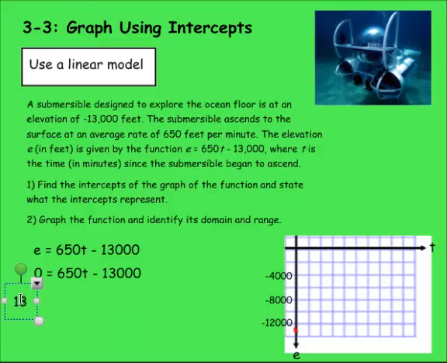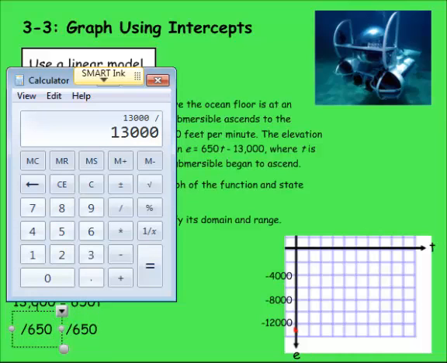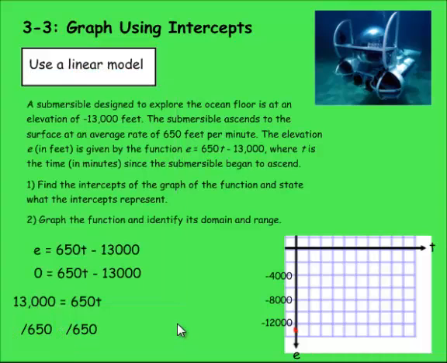So it'd be 13,000 equals 650t. Divide both sides by 650. That gives me 20 for an answer. So t equals 20 when e equals 0. So here's e at 0, so then t would be 20. I'm going to write some numbers in for that too. So here's 0 for e, and here's 20 for t. So we actually can draw a line here to show the ascent of this submersible to the surface of the ocean. And that's what it's asking us here.